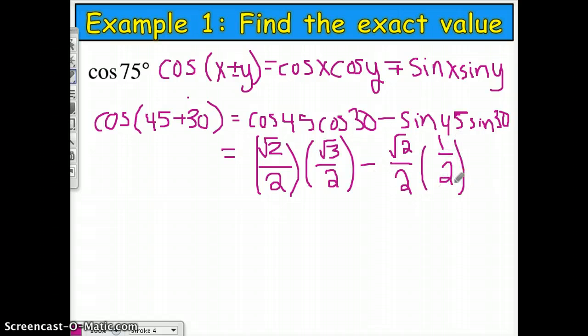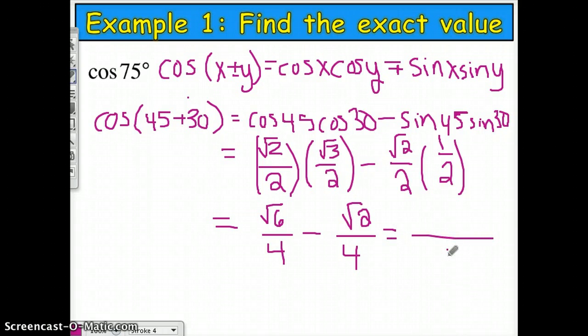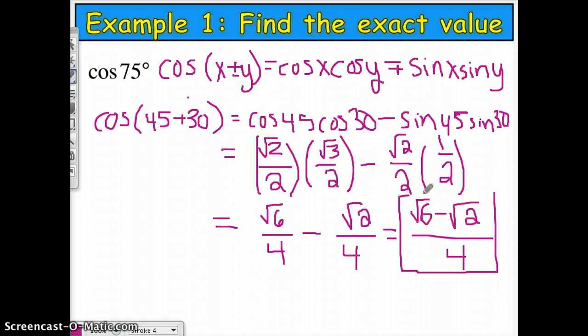Okay, once you plug in the trig values, the rest of it's algebra and simplifying. So multiply root 2 times root 3 is root 6, so root 6 over 4, minus root 2 times 1 over 2 times 2 is 4. And luckily for us, they already have a common denominator, so we'll keep it. And our numerator is root 6 minus root 2. So this is going to be my exact value for the cosine of 75. It is exact because there's no decimals, there's only radicals and fractions.